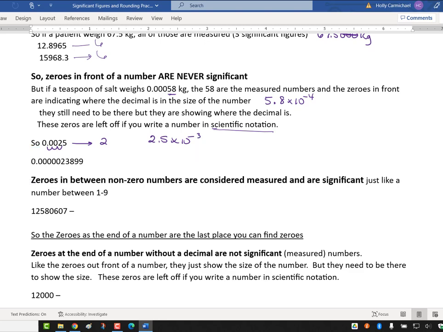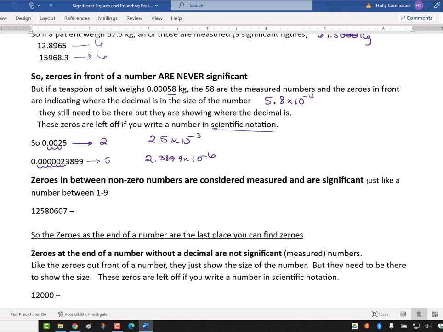Same thing here, those zeros out front. 1, 2, 3, 4, 5. Only the non-zero numbers are significant, so that is 5. So when looking at this, I'd have to go 1, 2, 3, 4, 5, 6. So 2.3899 times 10 to the minus 6.